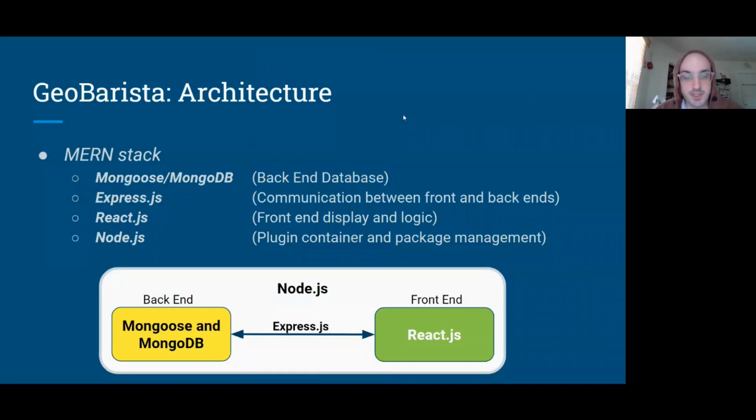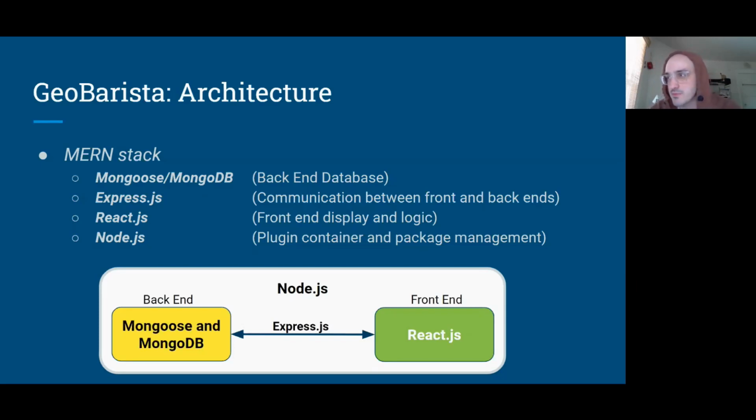Hi, my name is Tim, and I'm going to be speaking to you a little bit about the architecture of GeoBarista. GeoBarista's architecture is a fairly typical one for modern multi-platform web apps. The core of this app is essentially a read, process, store, display process, which is implemented using the MERN paradigm. So we're using React.js to display graphics and perform user interaction, Mongoose and MongoDB to store and retrieve formatted data, Express.js to communicate between Mongoose and React, and Node.js to tie the whole thing together.